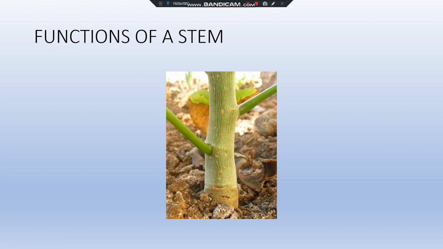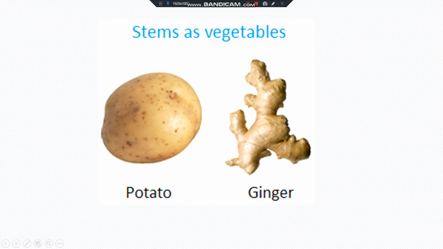Now we will see the function of a stem. The stem can be green or brown colored. The stem supports the plant and other parts of the plant. And in some plant the stem stores the food. कुछ plants में क्या करते हैं, stem food store करता है, and we eat the stem of the plant.